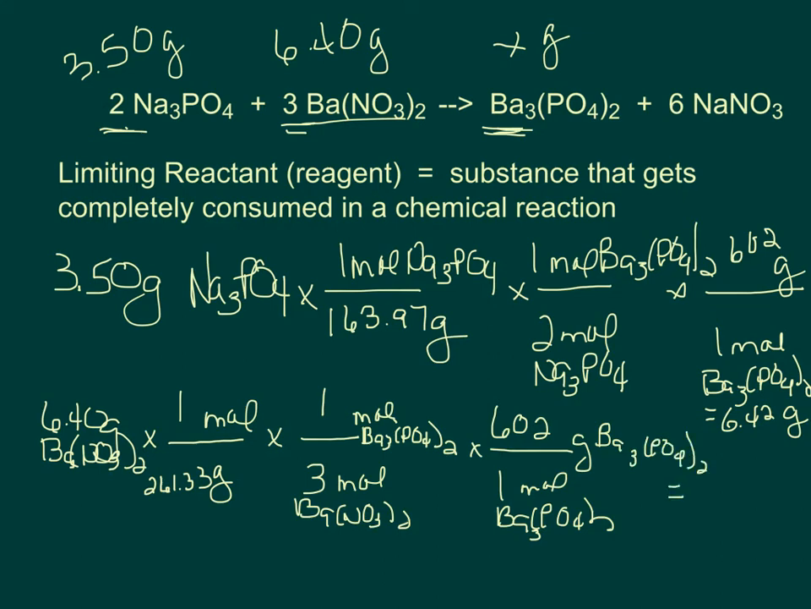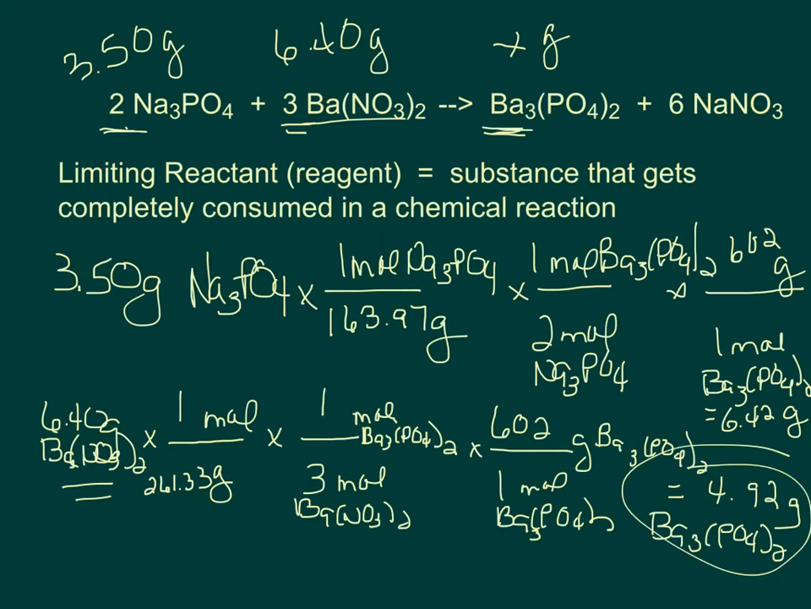And when we used our other reactant then, and we multiplied across the top and divided by the bottom, in that case we get 4.92 grams of barium phosphate. Since this is the lesser amount, that means that the barium nitrate was our limiting reactant, and this is the actual yield from that reactant. So that's the long way of doing it. There is a shortcut. There are a couple shortcuts that you can use. The easiest one is the one that I'm going to show you next.